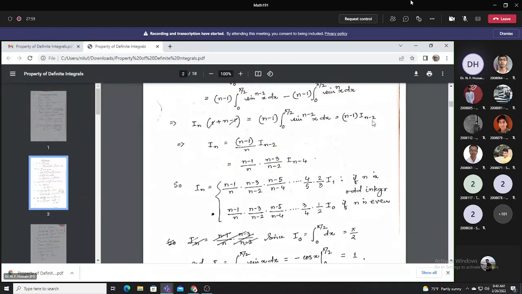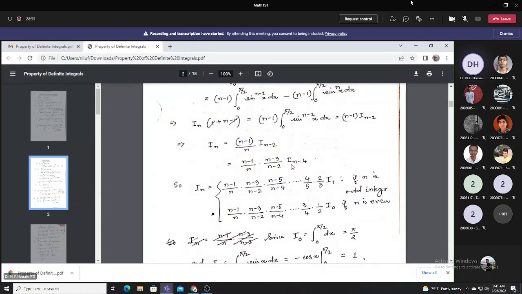Now again use this value for this I_(n minus 2). For the value of I_n, you are getting n minus 1 by n into I_(n minus 2). So what will be the value of I_(n minus 2)? I_(n minus 2) will be equal to, you just put here in place of n, you have to put n minus 2. So ultimately it will be n minus 3 over n minus 2, and here it will be less by 2, so it will be n minus 4, I_(n minus 4).